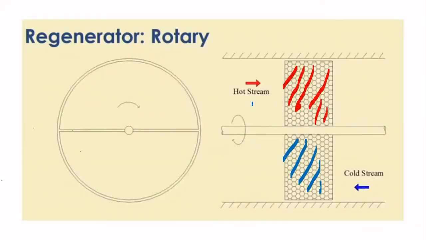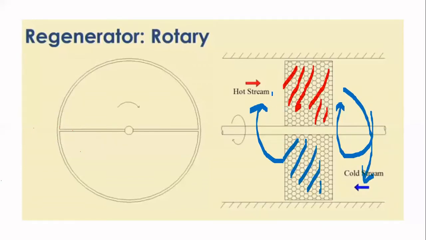Now, as the shaft rotates, the positions of the matrix are going to change. This portion is going to come here and this portion is going to come down. So this cold portion will be in contact with the hot stream now. It will get heated up again. The hot portion is going to come down and it will be used to heat up the cold stream. Is this part clear? How we are exchanging heat in this particular case?